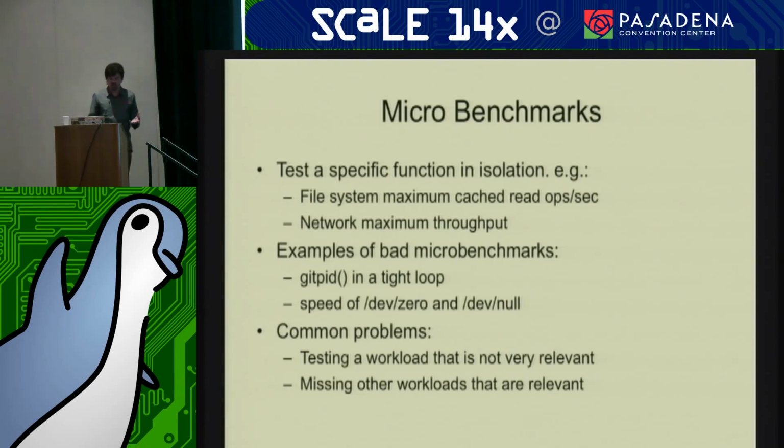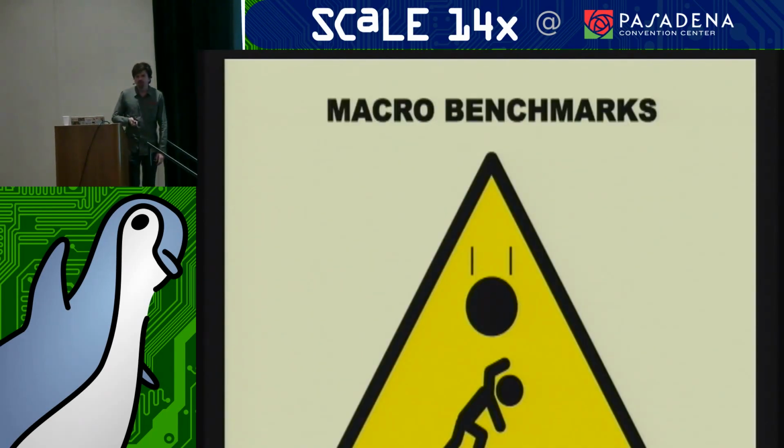There's lots of bad ones, like getpid in a tight loop or the speed of /dev/zero. And that's the problem: it's easy to test things that aren't very relevant, or you're missing workloads that are relevant. So micro benchmarks are a useful tool, but you need to match them to the real world intended workload.